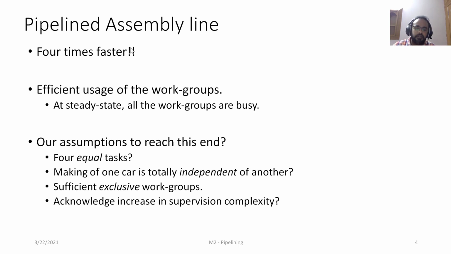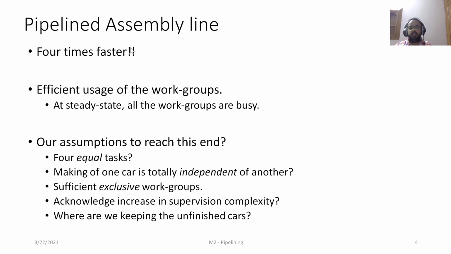And the fourth assumption that we made, or we neglected for the time being, was the supervision complexity. So earlier, all the supervisor would be looking at is one single car. But now, in the four stage pipeline version, the supervisor would be monitoring progress of 4 cars in different stages. So obviously, there is additional work to be done.